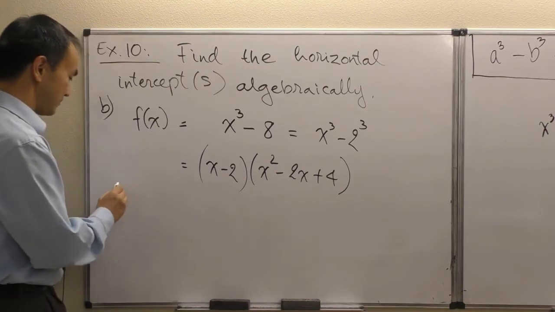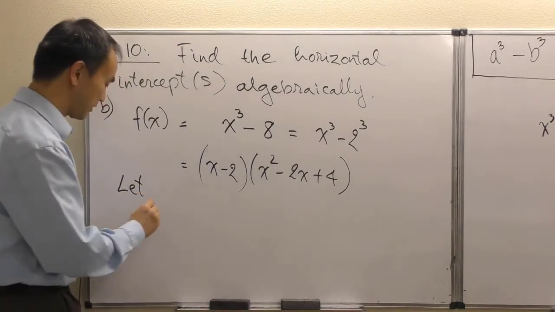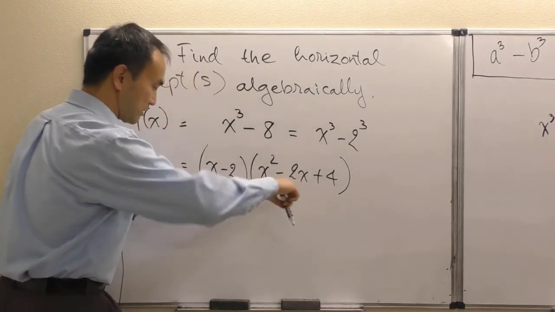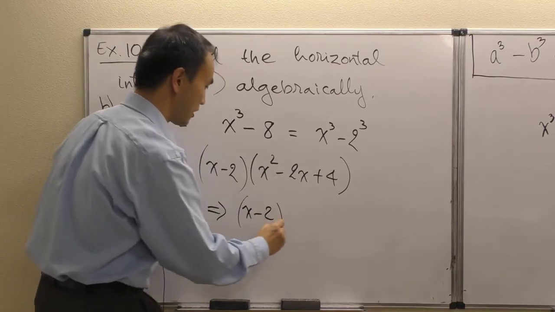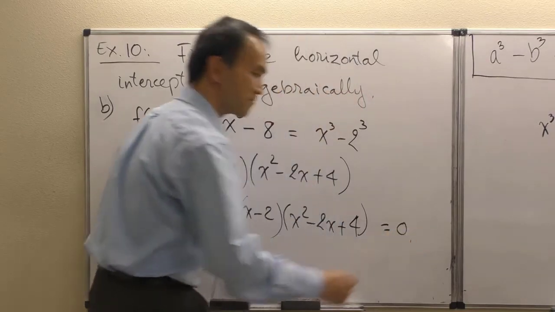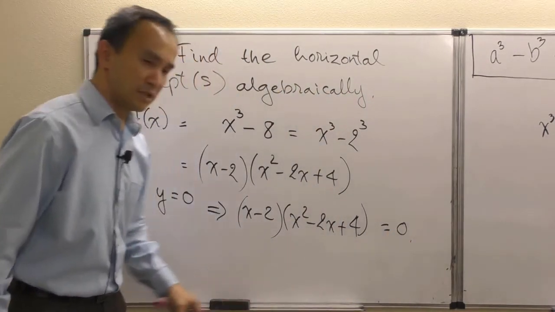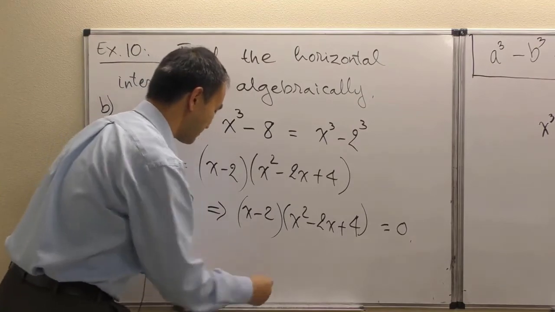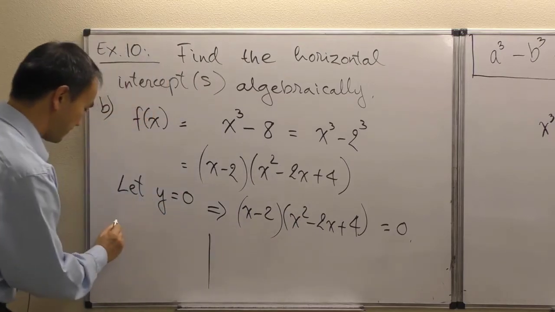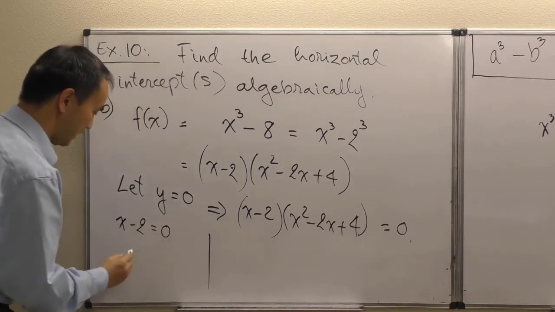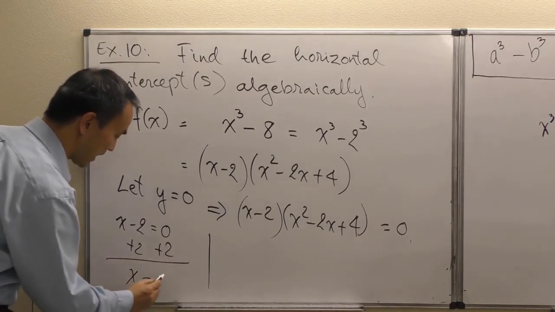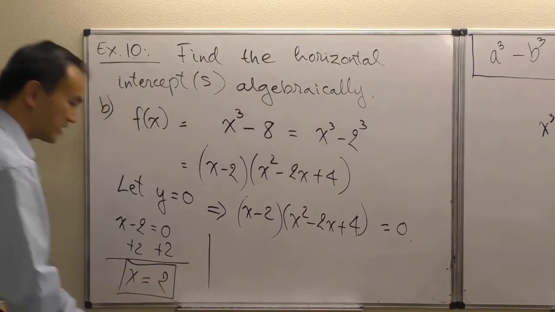Now, to find horizontal intercepts, I'm going to let y equal 0. That will consequently lead to this product, x minus 2 in product with x squared minus 2x plus 4, must be equal to 0. I have two distinct factors, but the only linear one is here. x minus 2 equals 0. Now add 2 to both sides, and that consequently leads to x equals 2. So we found one horizontal intercept so far.